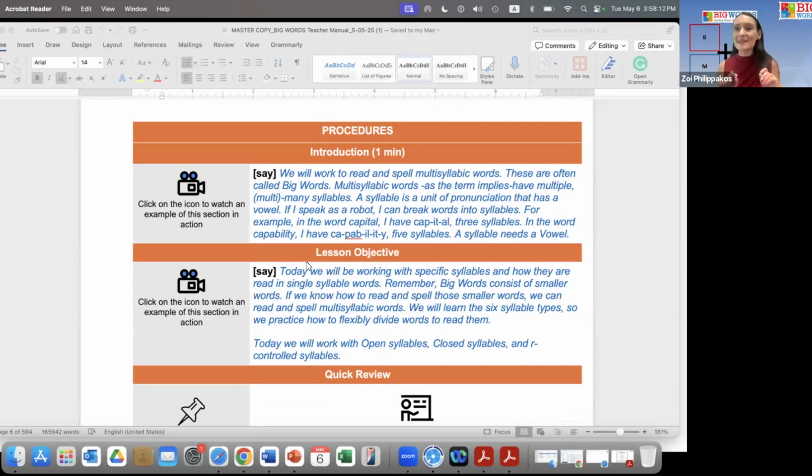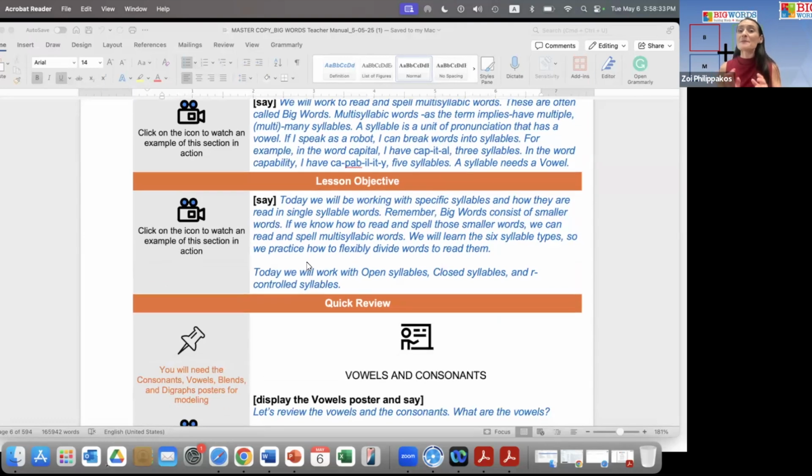many syllables. A syllable is a unit of pronunciation that has a vowel. If I speak like a robot, I can break words into syllables. For example, in the word capital, I say cap-i-tal, 3 syllables. In the word capability, I have ca-pa-bil-i-ty, 5 syllables. A syllable needs a vowel. Today, we'll be working with specific syllables and how they are read in single syllable words. Remember, big words consist of smaller words.